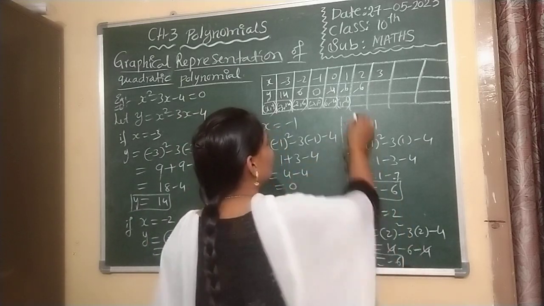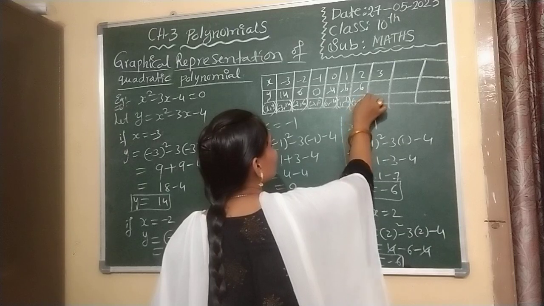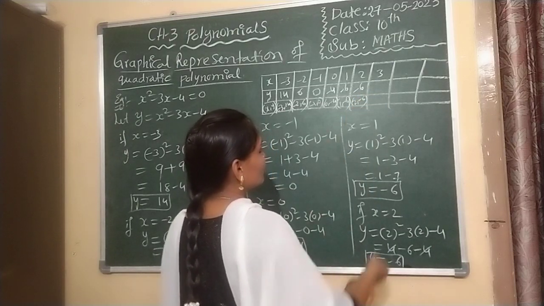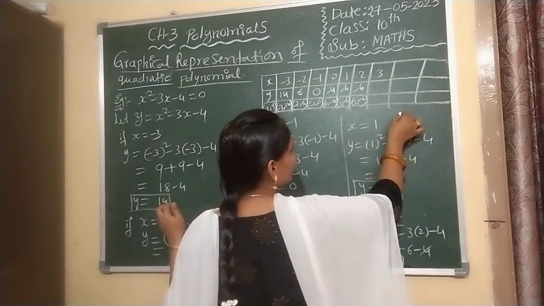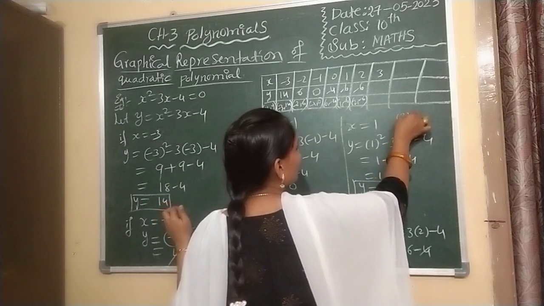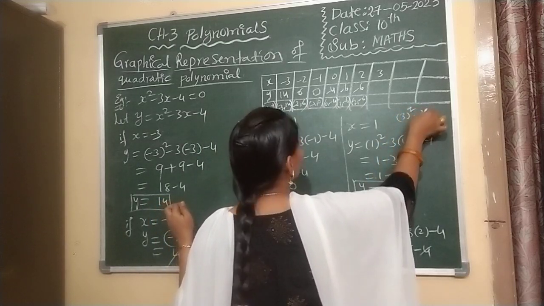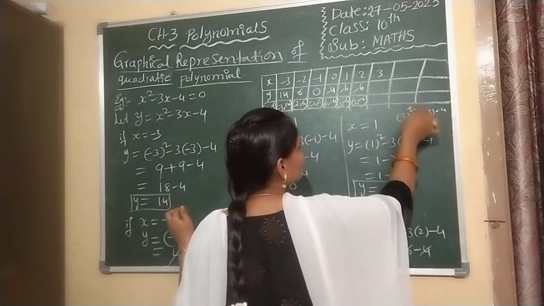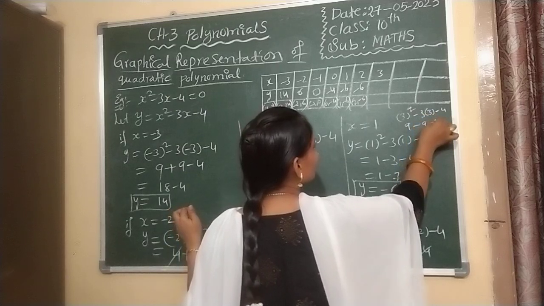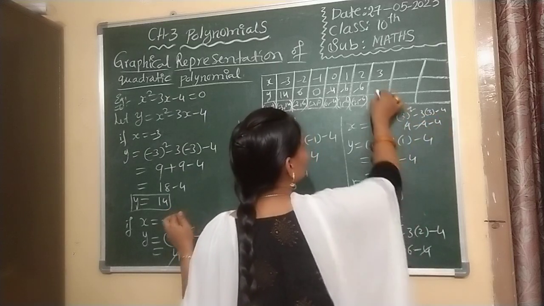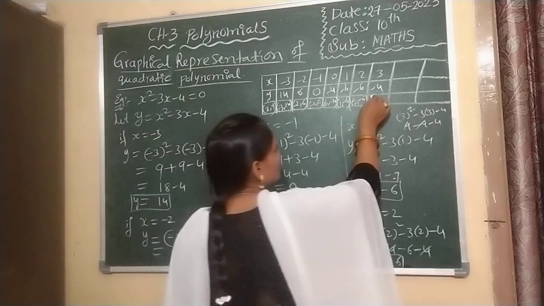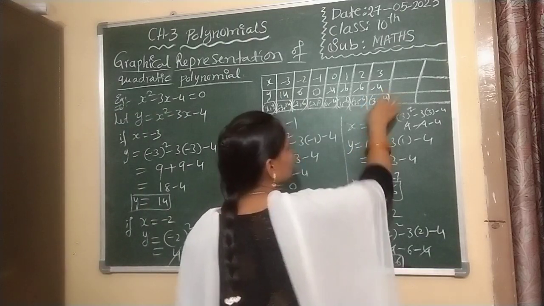Next, if we take x is equal to 3, what will come directly? I am writing 3 squared minus 3 into 3 minus 4. 3 threes are 9, minus 3 threes are 9, minus 4. Plus 9 minus 9 will get cancelled, and minus 4 will be the y value. Now, the point is 3 comma minus 4.